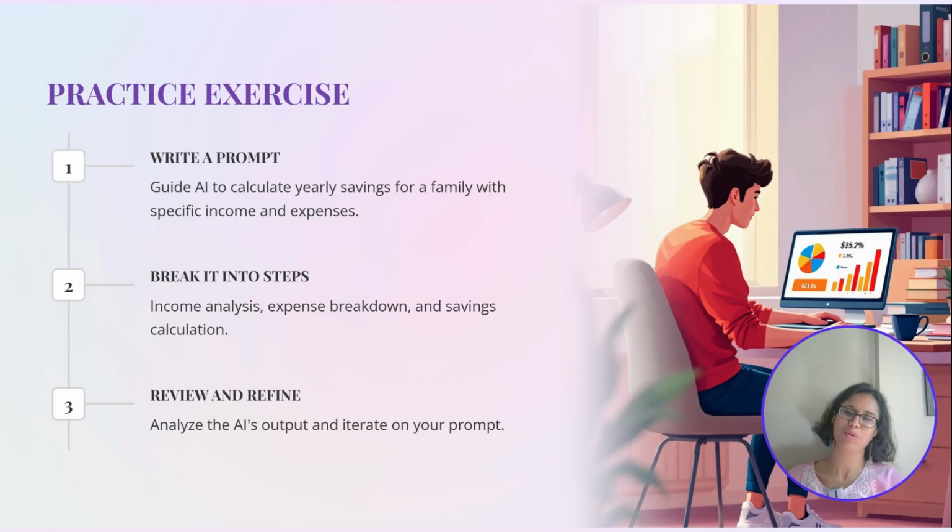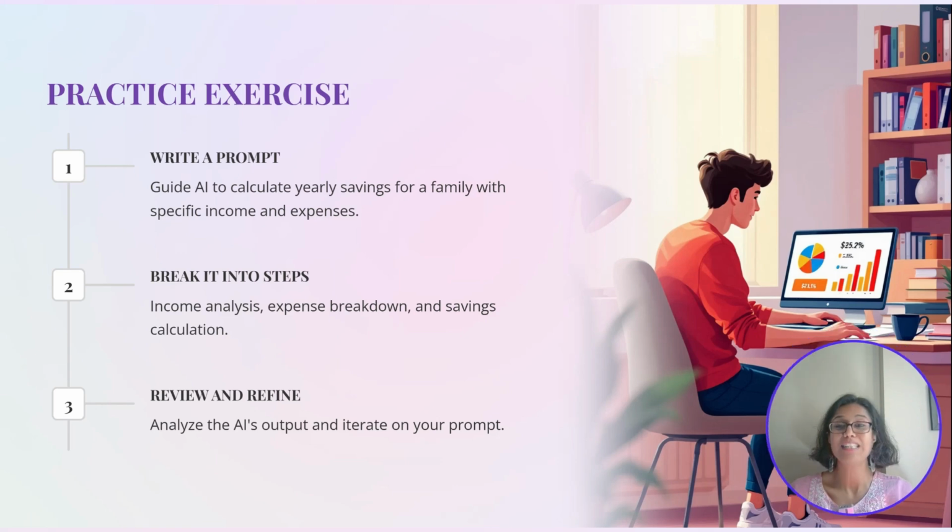Now let's get into a quick practice exercise. It's time to practice. Here's an exercise for you. Write a prompt guiding AI to calculate yearly savings for a family with specific income and expenses. Break it into steps: income analysis, expense breakdown, and savings calculations. And finally, review and refine the AI's output. Analyze the AI's output and iterate on your prompt. Do not forget to iterate because that sometimes is the key for the perfect outcome.